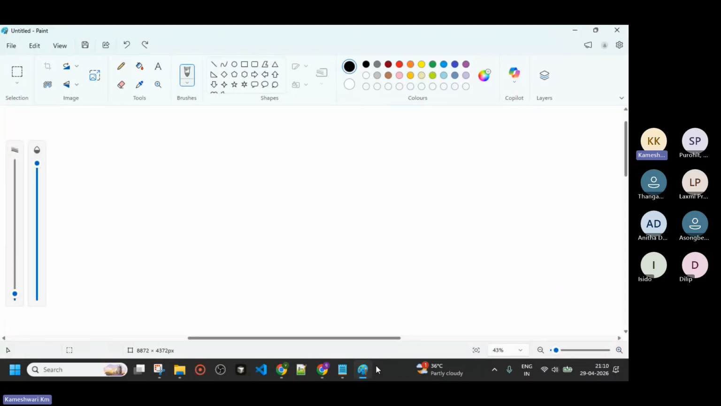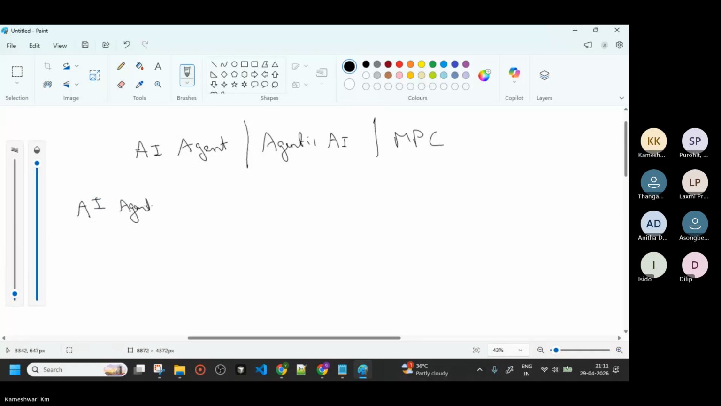Yesterday we discussed the differences between AI, AI agent, agentic AI, and MCP. This is not from our course, but you should know the differences between these three. First, let me go with what is an AI agent. Most of us are already doing that. Let me make it more clear. What is an AI agent? What exactly does it do?